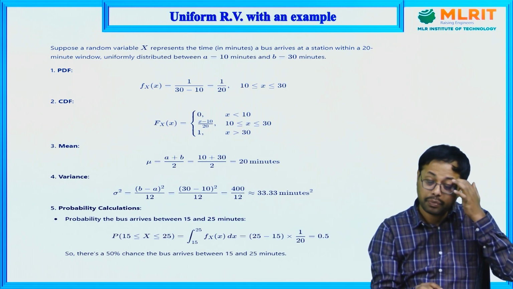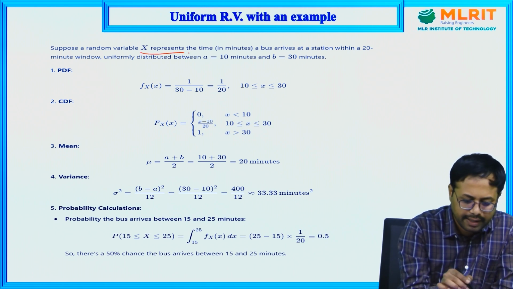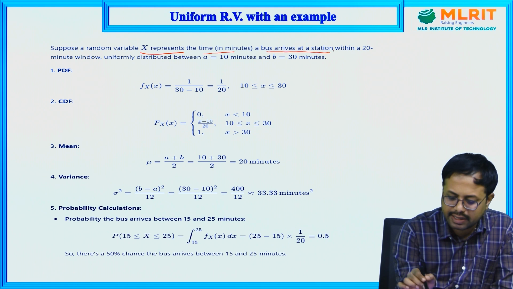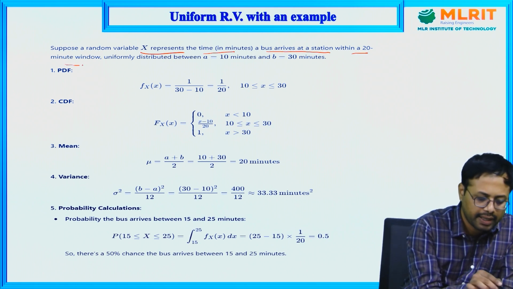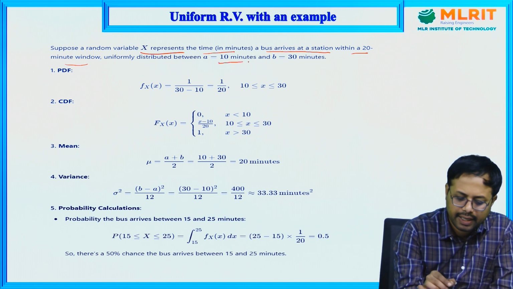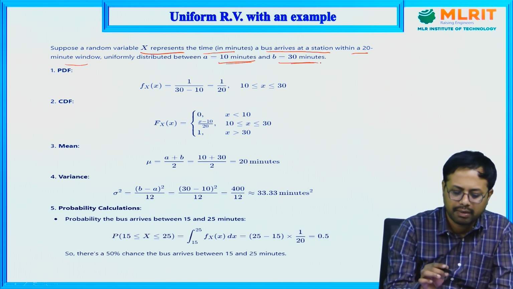Now we will discuss one problem related to the uniform random variable. Suppose a random variable x represents the time in minutes a bus arrives at a station within a 20-minute window, uniformly distributed over the interval A equals 10 minutes, B equals 30 minutes. The PDF value, you know, is 1 by b minus a.